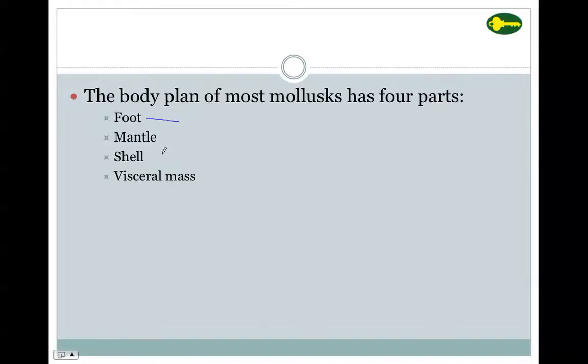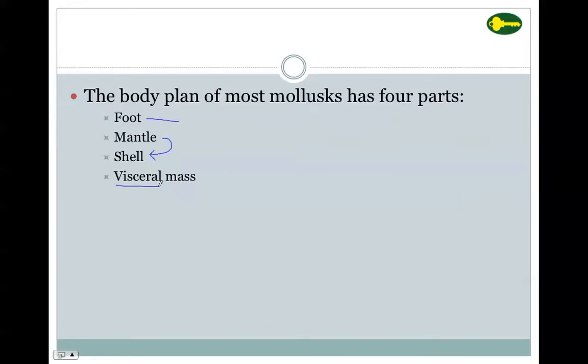It's a muscular structure. The mantle, on the other hand, is a thin layer, and it covers the mollusk body, much like a cloak. And so the mantle serves to secrete calcium carbonate, and that makes the shell. So for any mollusk that has a shell, internal or external, the mantle is what creates that shell through secretion of calcium carbonate.